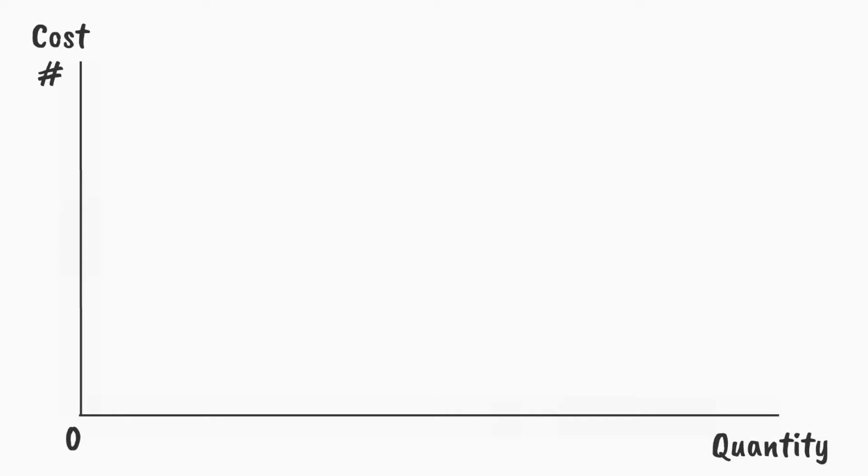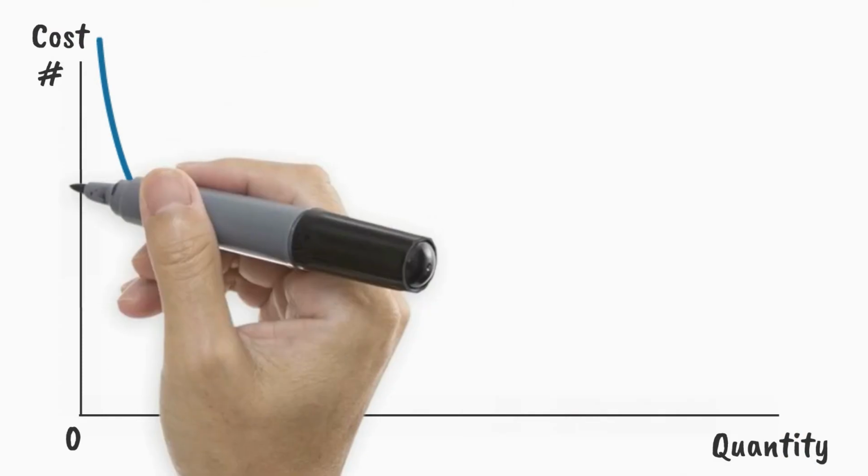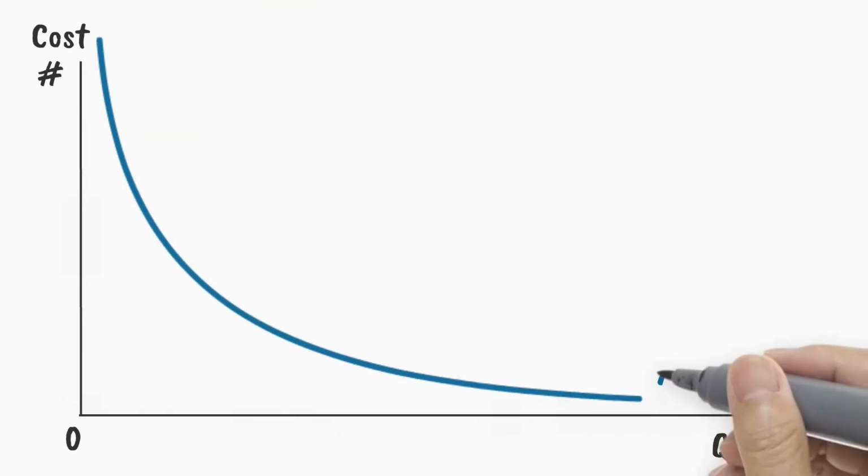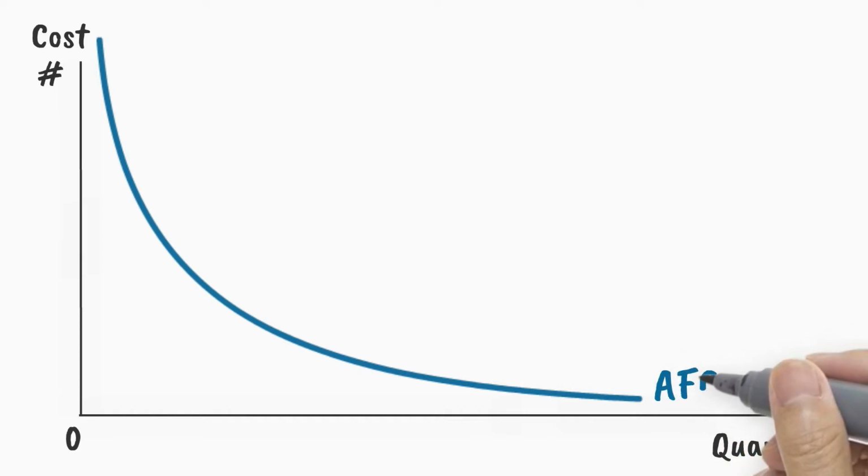Average fixed cost, therefore, decreases, and it is asymptote to the x-axis as more output is being produced by the firm, as the total fixed cost is being spread over a higher number of units.